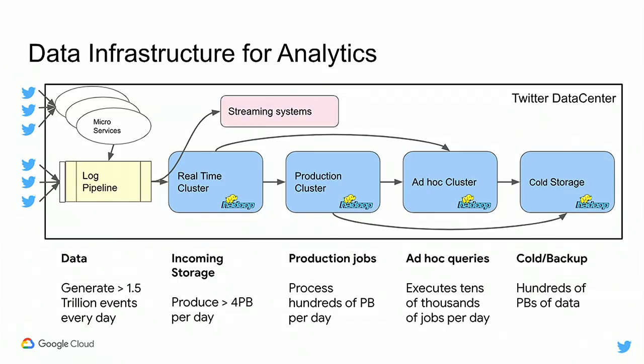So this is a diagram of how the actual data flows at a very high level. Whenever users use Twitter.com or the Twitter mobile app, their actions generate a lot of what we call events. We generate about 1.5 trillion events every day. That's about 1 billion events every minute. All these events flow through a system called the log pipeline.